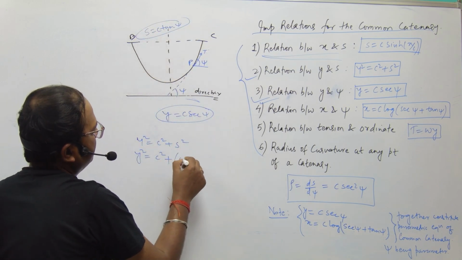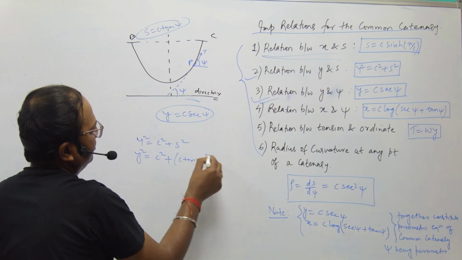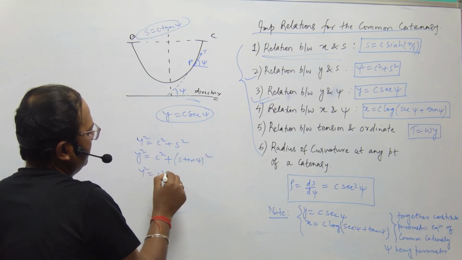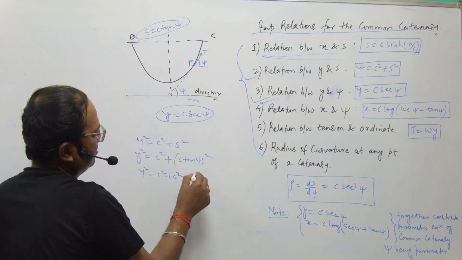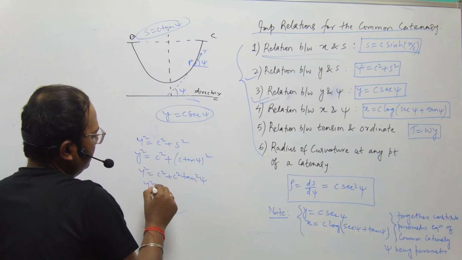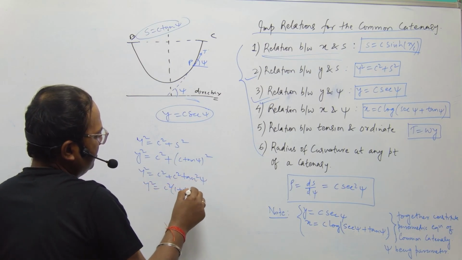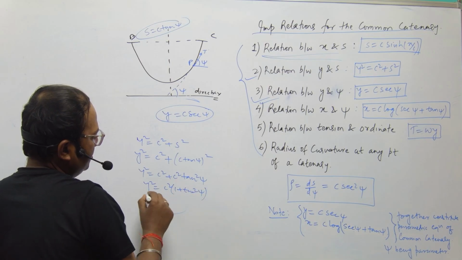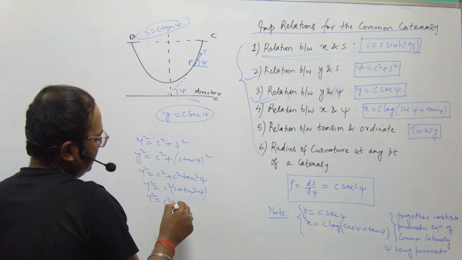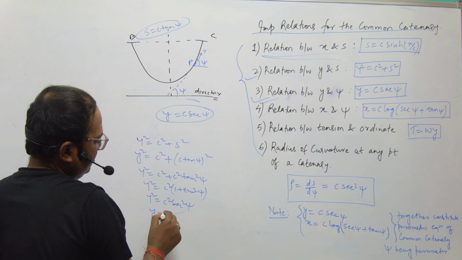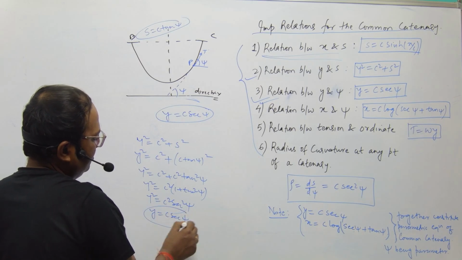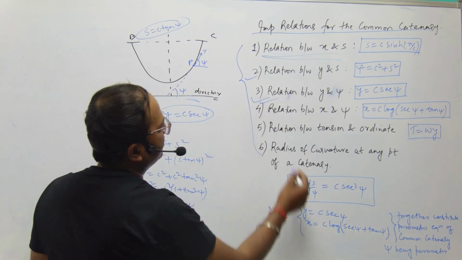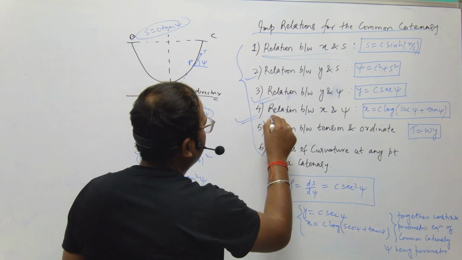So we have this as (c tan psi) whole square. So y square is equal to c square plus c square tan square psi. So y square is equal to c square times (1 plus tan square psi). So y square is equal to c square sec square psi. So y is equal to c sec psi. This is the proof of relation 3. Now let us discuss relation 4.